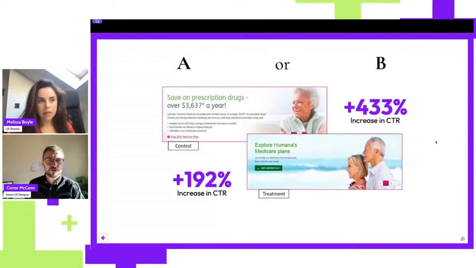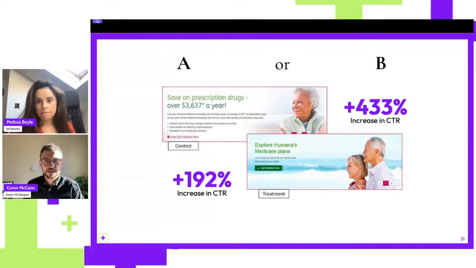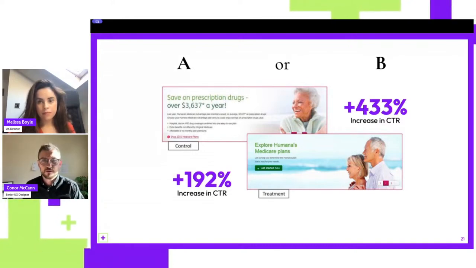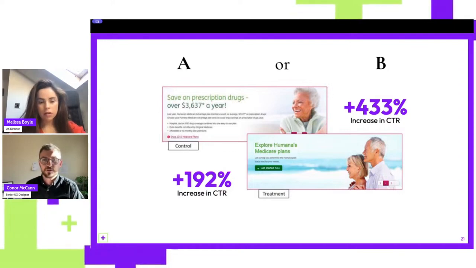So version B has considerably higher results than version A, and you can see that one of the big differences is that they've taken away that large wall of text that explains all the benefits that come with the plans for you. They have replaced it with a simple, "Let us help you determine the Humana plan that's best for your needs." And if you then look at the call to action, there were a few comments made directly calling that out.